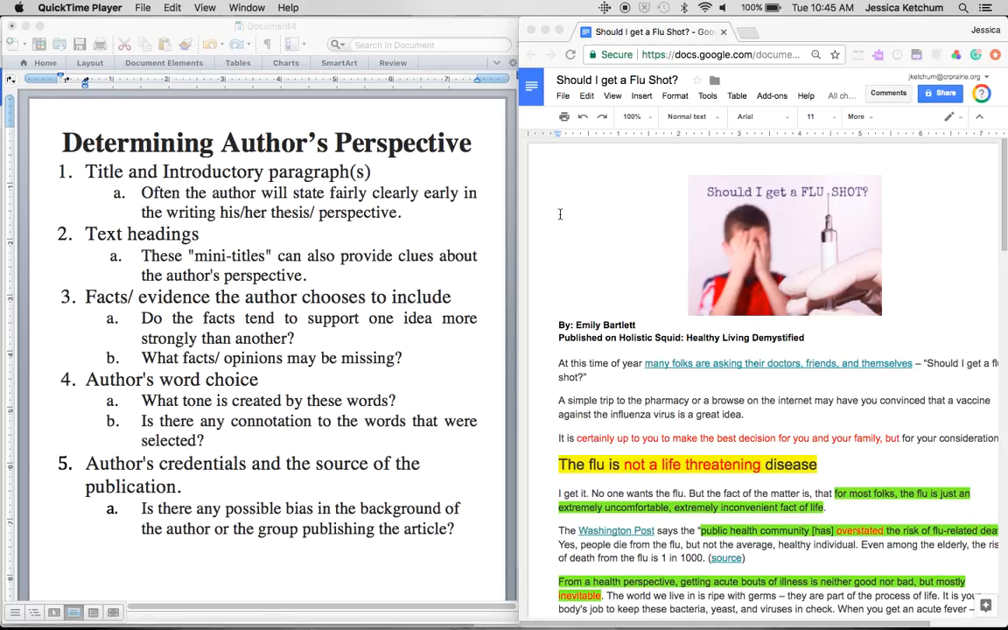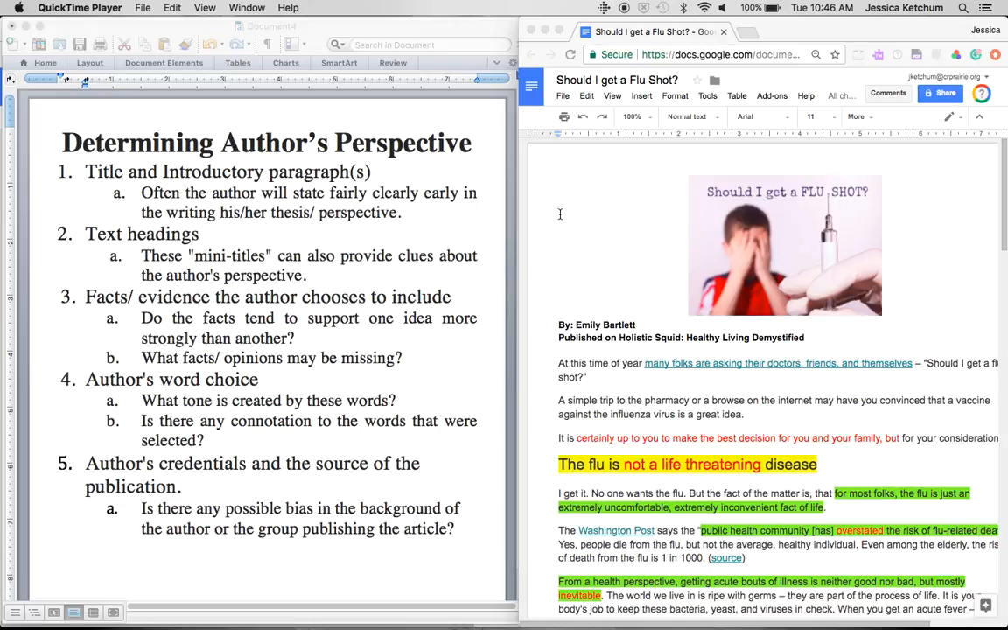Next, you want to really dig deep into the facts or the evidence the author chooses to present. Remember, authors make decisions as they are writing. They choose to include some facts and they choose to omit or to not give as much emphasis to other facts. By looking at what facts are most strongly supported, you can get a clue to what the author's opinion may be stating. Going even deeper, you can look at the author's word choice.